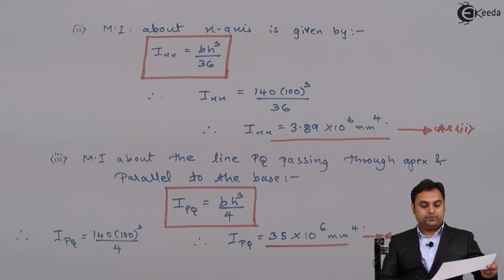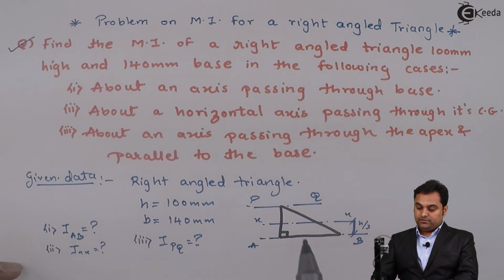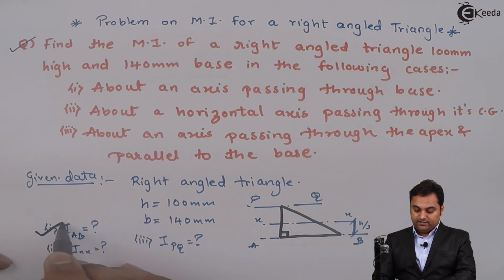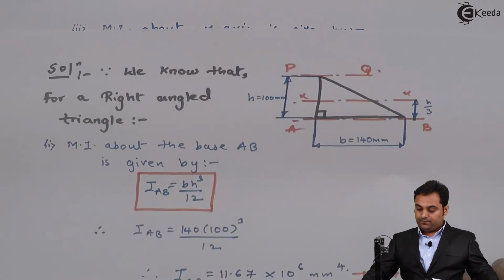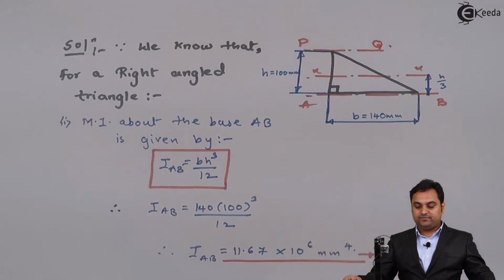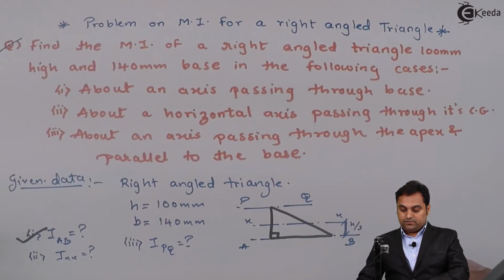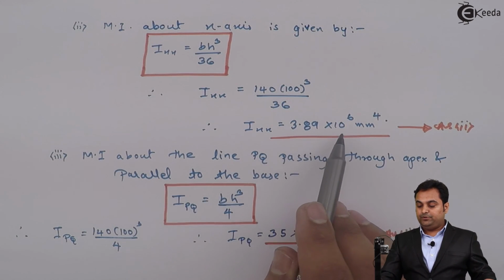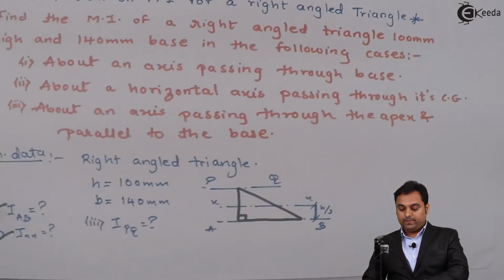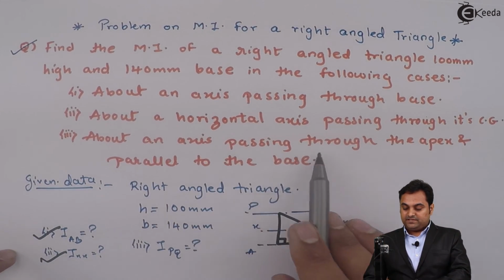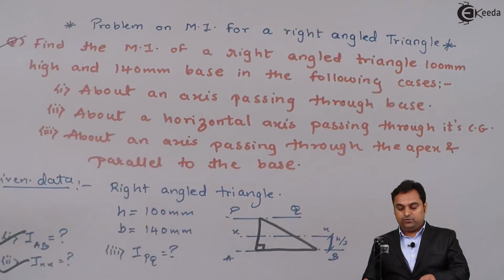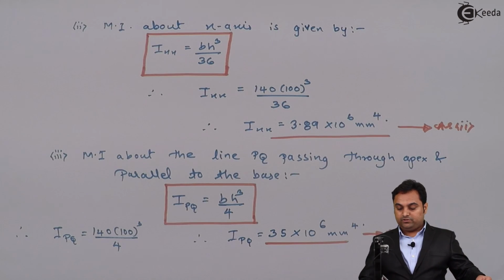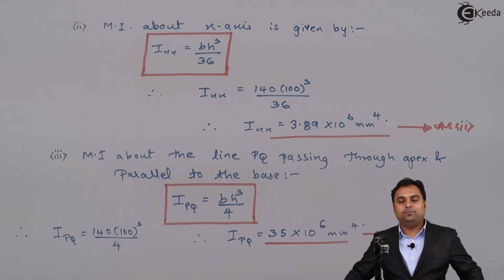So here if we look into the question, there were three things asked. Find the MI for a right angle triangle about an axis passing through base, that is IAB. We have calculated, the value was 11.67 into 10 raised to 6 mm raised to 4. Next, about horizontal axis passing through its CG, that is IXX, value is 3.89 into 10 raised to 6 mm raised to 4. Last thing, about an axis passing through the apex and parallel to the base, that is PQ. So IPQ is 35 into 10 raised to 6 mm raised to 4. And with all the questions answered, we can say that the problem is completed.